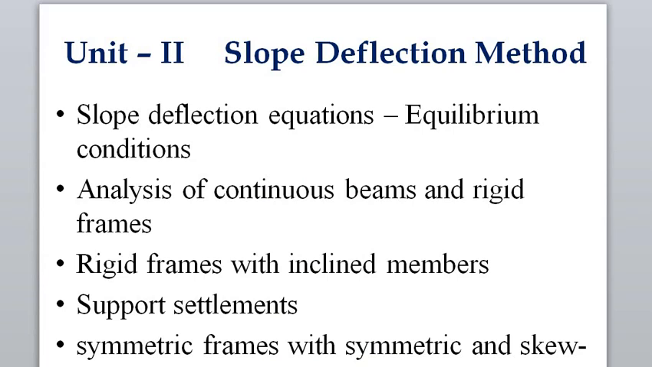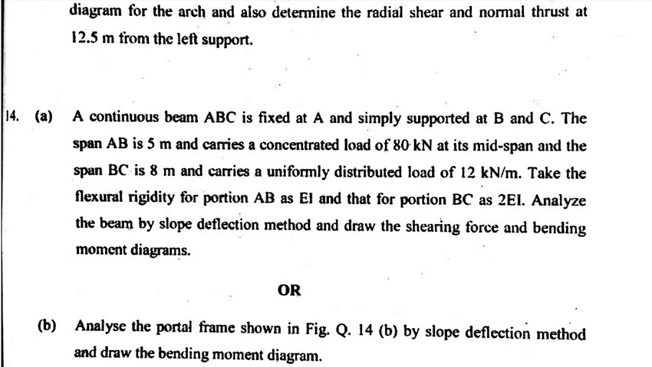In this lecture, we will learn how to analyze a continuous beam using the slope deflection method. We take the question asked in the Anna University end semester examination in April 2016. That is, a continuous beam ABC is fixed at A and simply supported at B and C.